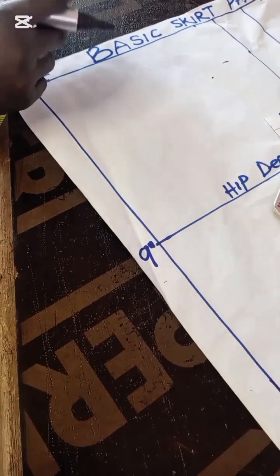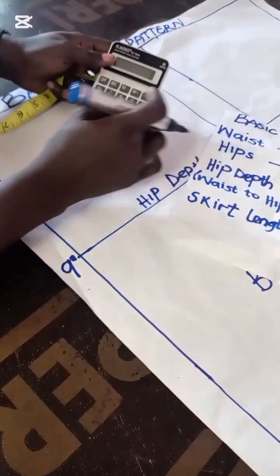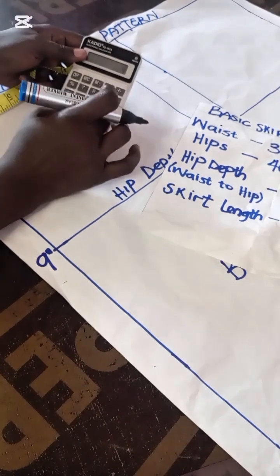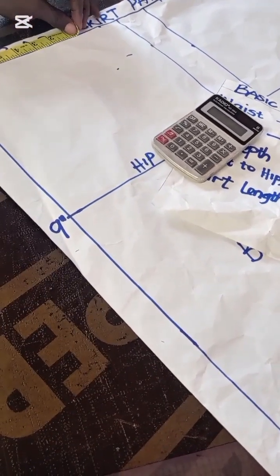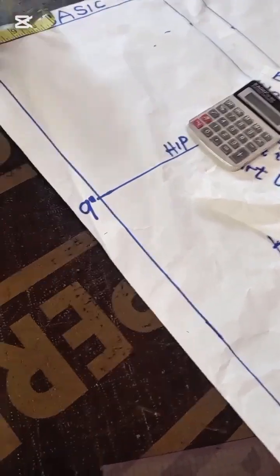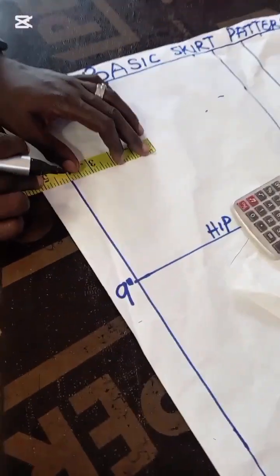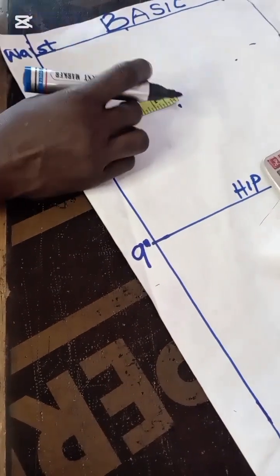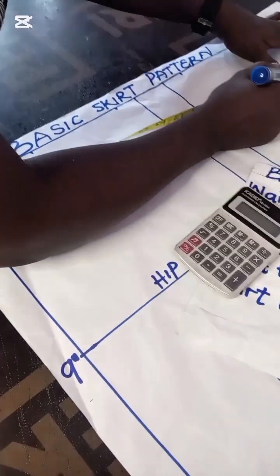So the next thing we're going to do is find out where we're going to place our darts. If you remember, we did 32, the waist circumference, divided by 4 to give you 8. From that 8, we're going to divide it by 2 again. If you divide 8 by 2, the answer is 4. We're going to measure 4 down a little. We're going to do the same thing at the back, coming down a little to measure 4.